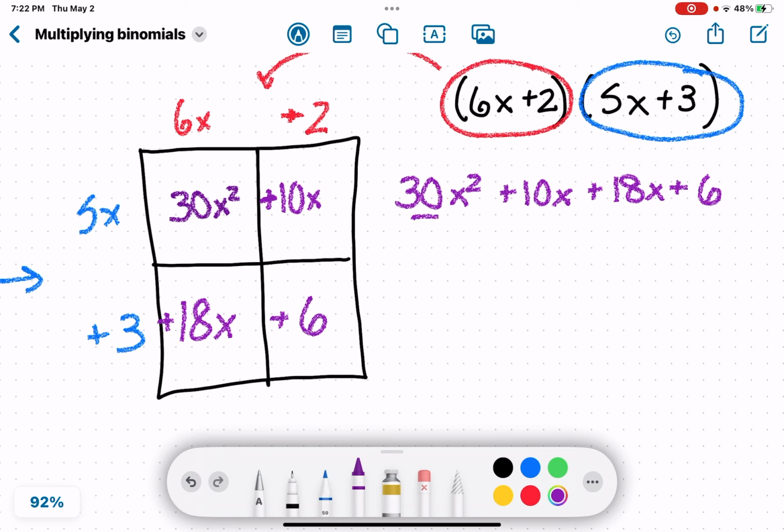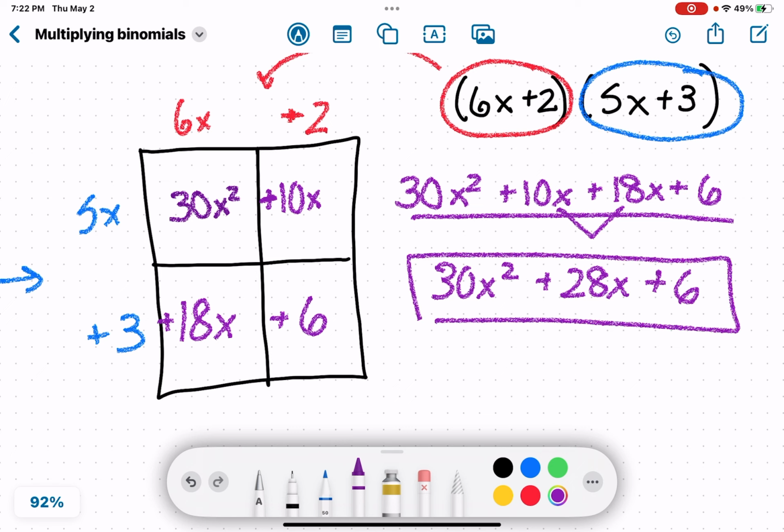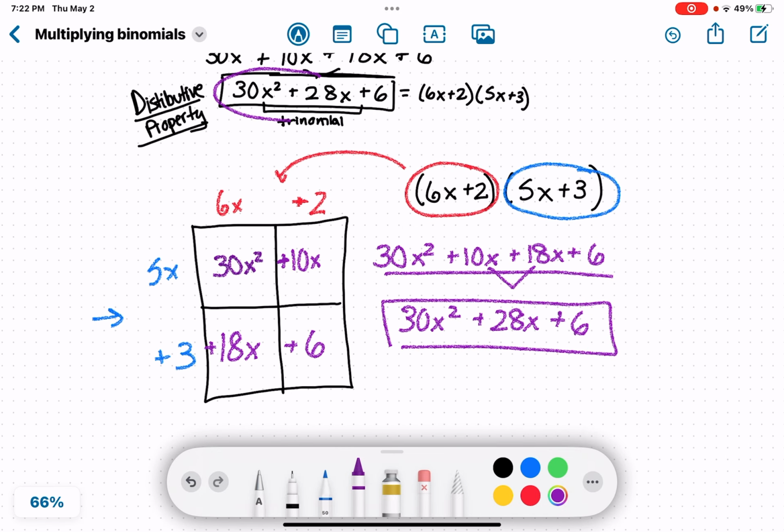Now, what we have here, 30x squared plus 10x plus 18x plus 6, can be simplified by combining like terms. So 30x squared plus 28x plus 6 is our final answer. And how does this compare with what we wrote earlier? It's the exact same. So once again, either method is fine. Either method works. They give you the same exact answer.